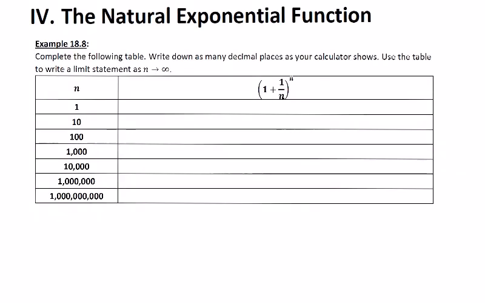In part 4 of section 18, we're going to be investigating a special type of exponential function called the natural exponential function. This is a special type of exponential growth. Now, this special type of exponential growth uses a very particular base. And what we're going to see here with example 18.8 is an exercise that we can go through that would help us to be able to develop this value for ourselves.